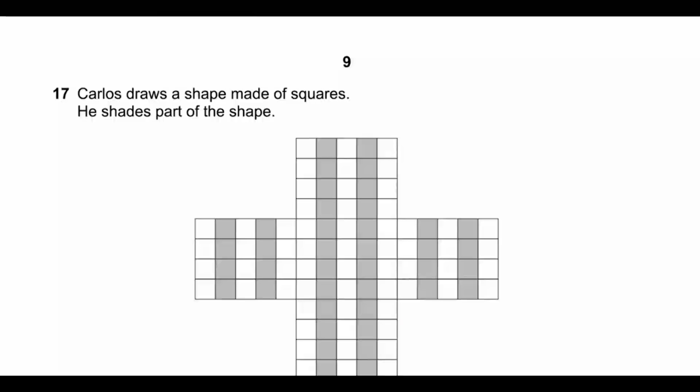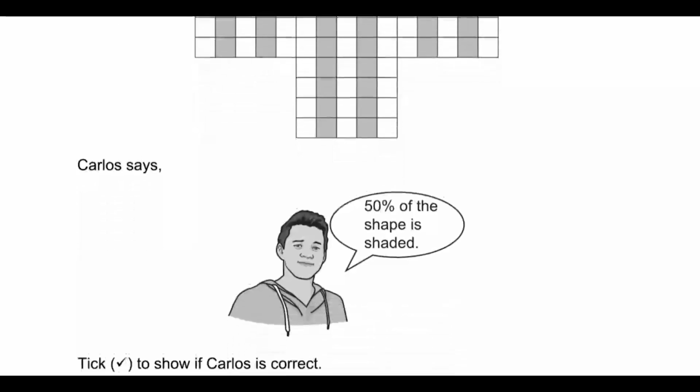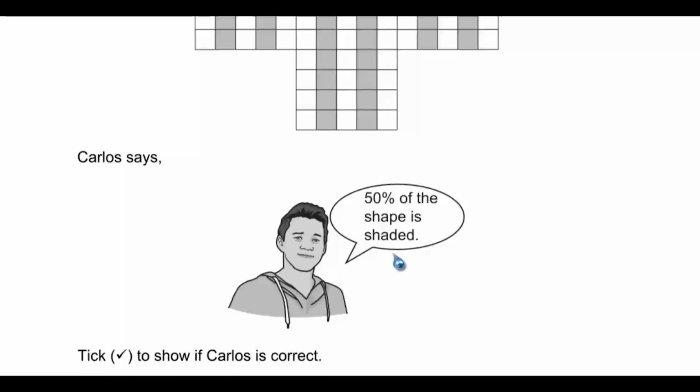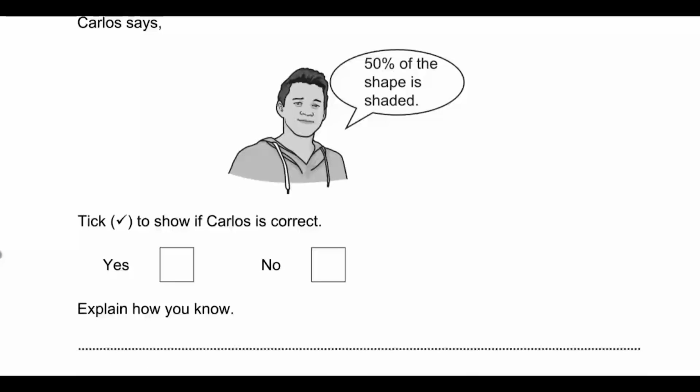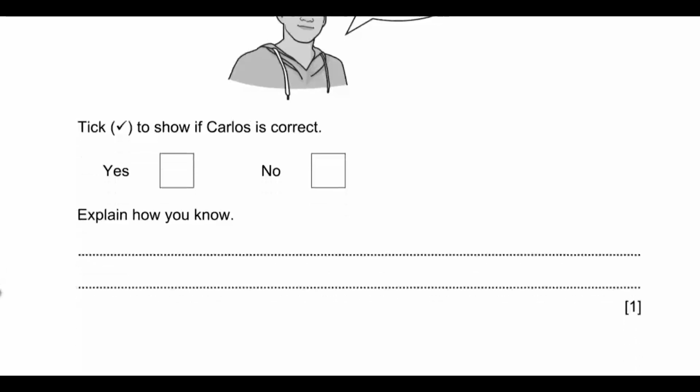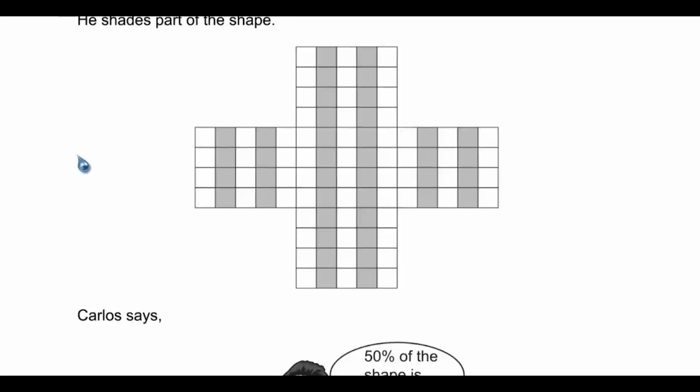The next question will be question 17. Carlos draws a shape made of squares. He shades part of this shape. Carlos says 50% of the shape is shaded. We are asked to tick to show if Carlos is correct and explain how you know. If you look at the diagrams here, you may want to count the total number of boxes. That is possible. Another thing is to check like this, so we can divide it into some segments.